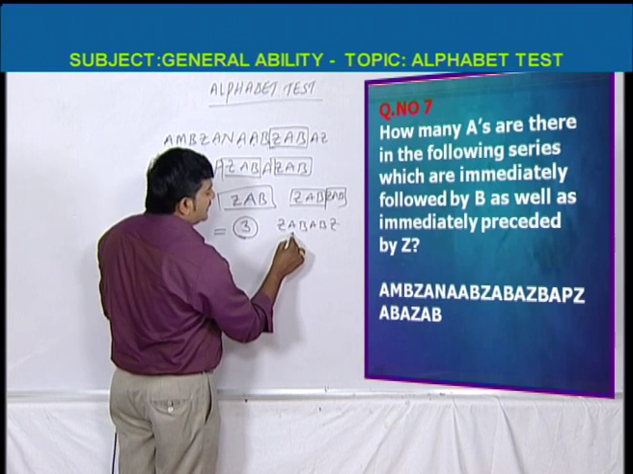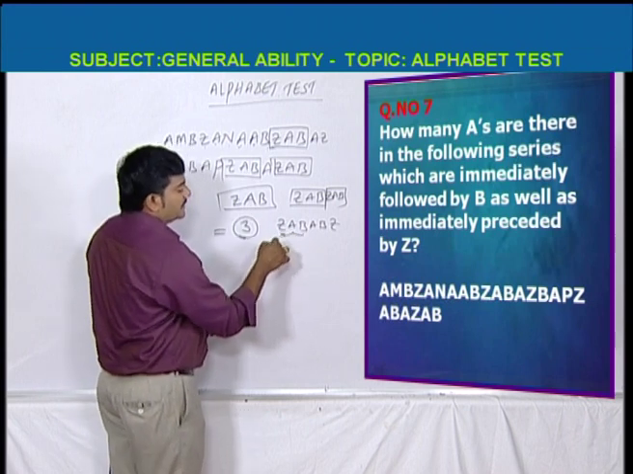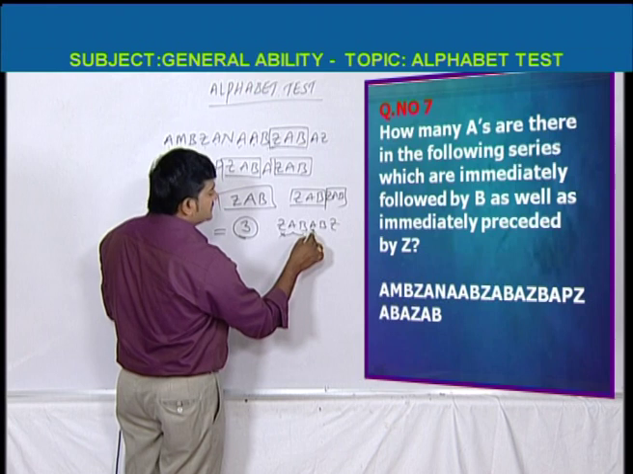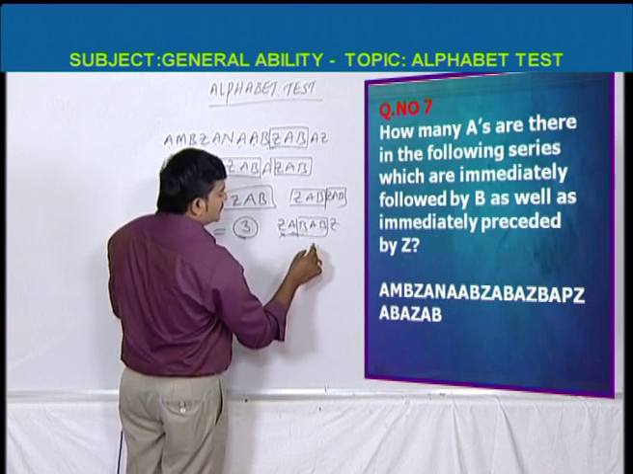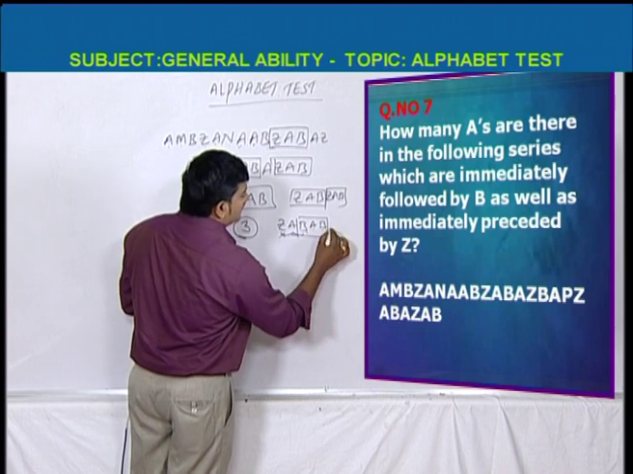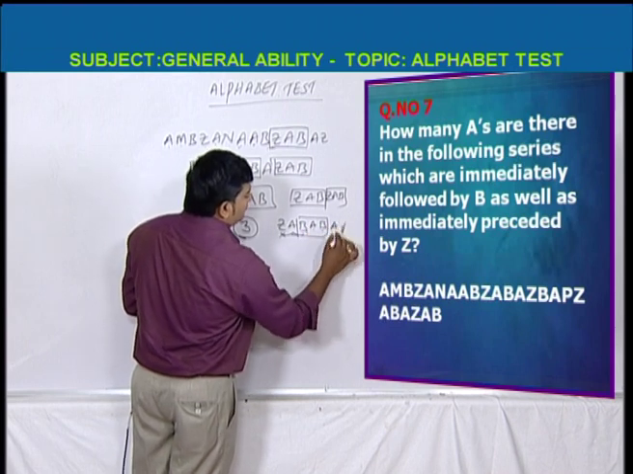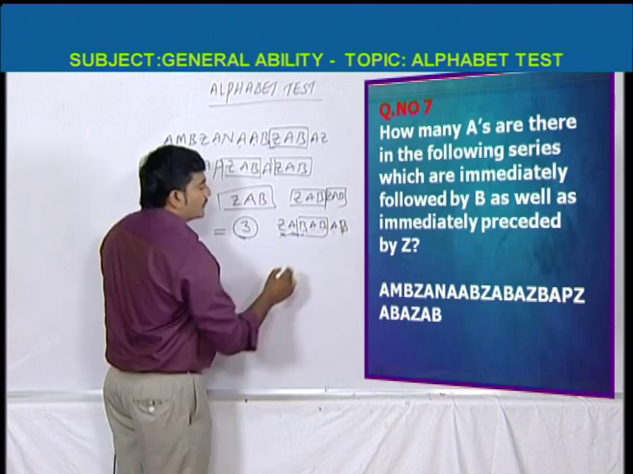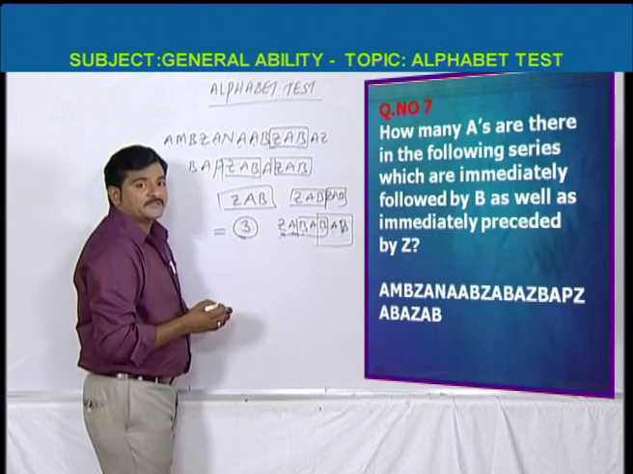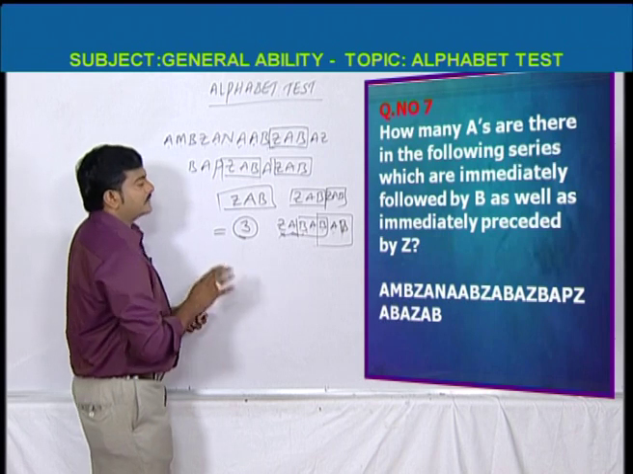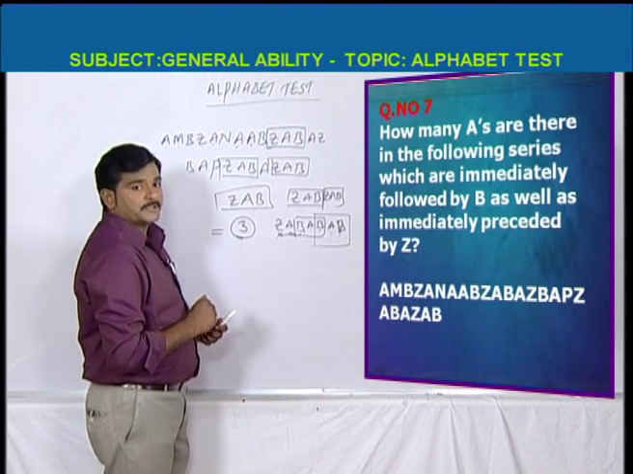So here A is followed by B but not preceded by B, so you can skip this. This A is followed by B and preceded by B, so you are getting one. For example, if we take like this, here also let's say BAB is there, BAB. So now you can overlap in this way also. I hope you understood this concept.